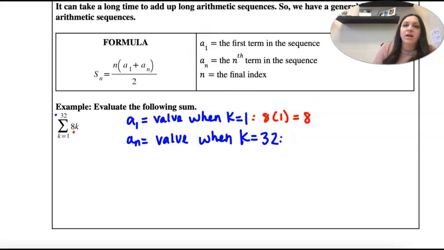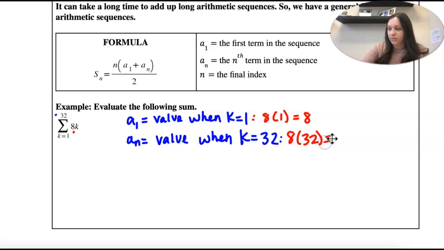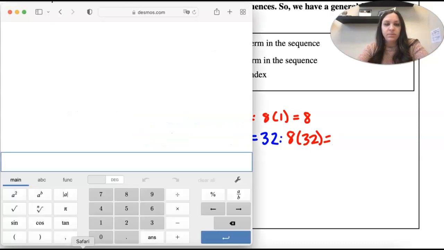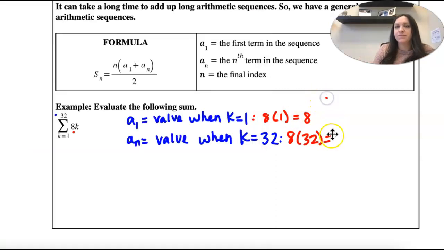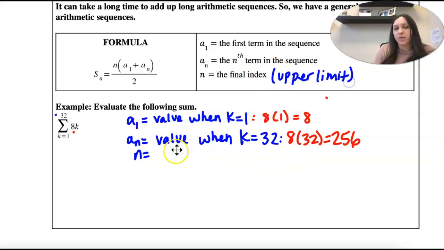Okay, so 8 times 32 is 256. N is the final index. That's the upper limit. So we kind of use that number twice. That's 32. And now we're going to plug it into this formula.